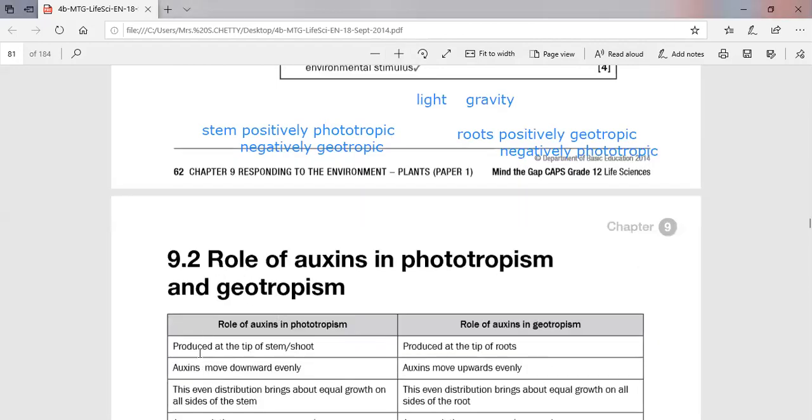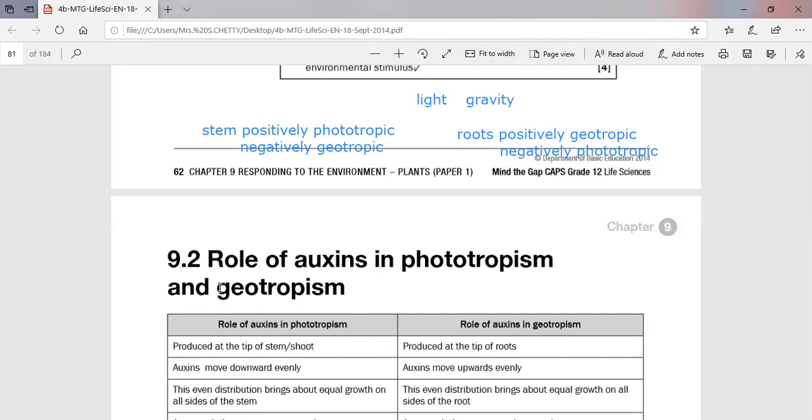So, first of all, auxins are produced at the tip of the stem, and they move down evenly and become evenly distributed on all sides of the stem. Even distribution of auxin brings about even growth or equal growth. So therefore the stem will grow straight up, seeking out the light, because it needs the light for photosynthesis.